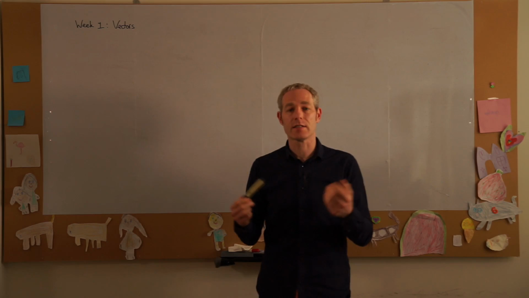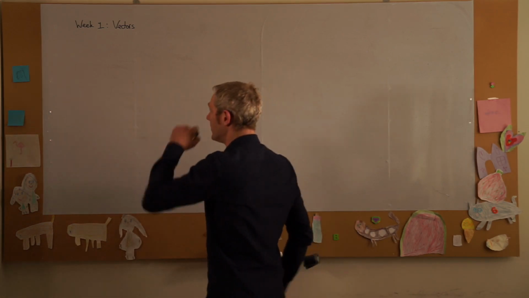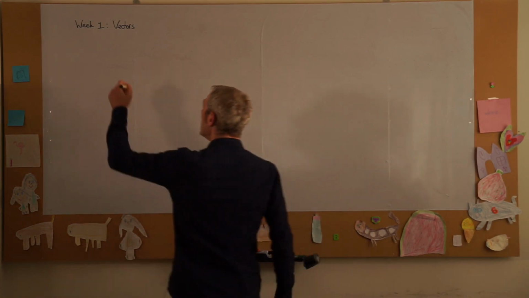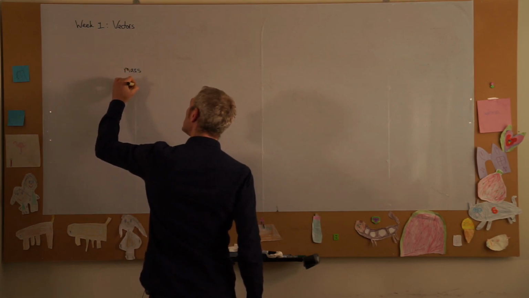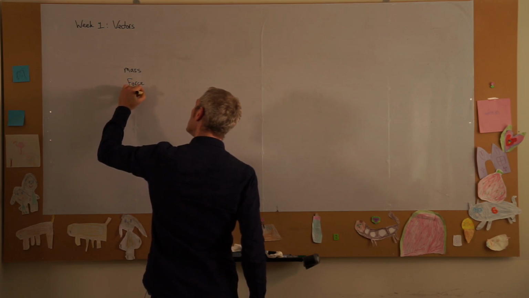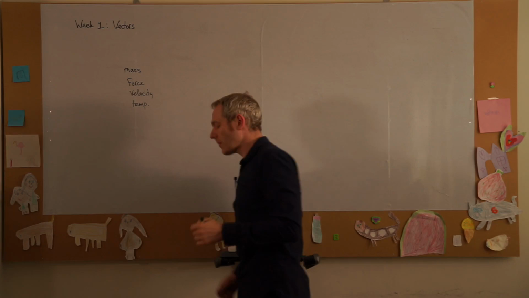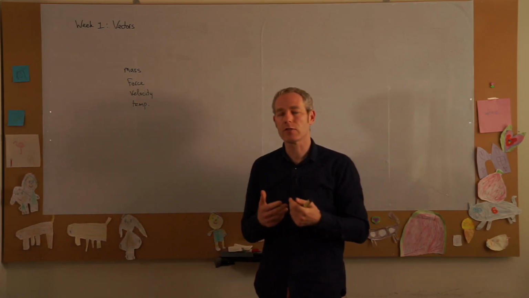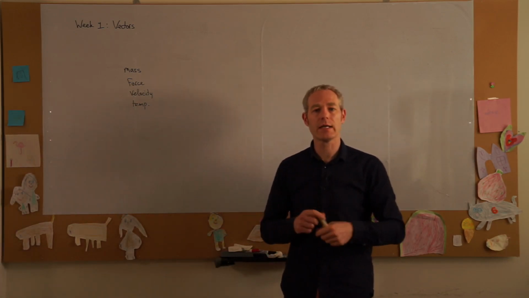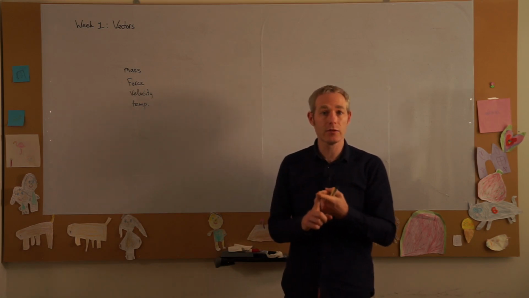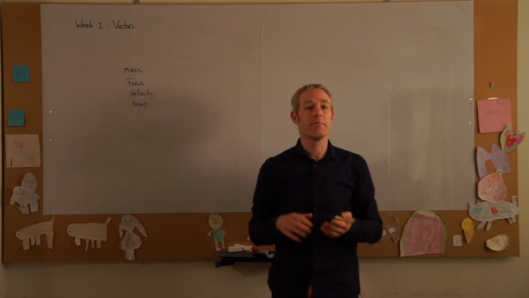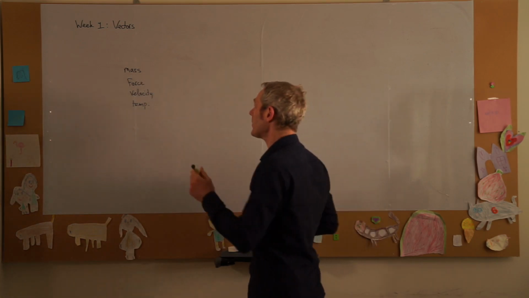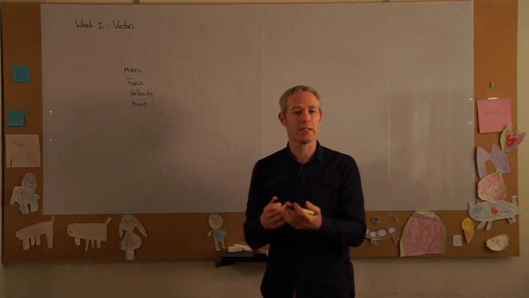Well, in physics, we have many properties like mass. We have things like a force, velocity, and temperature. And a vector is something in physics that we can classify as having a magnitude and a direction. Now, take for example mass. Mass has a magnitude, but it doesn't have a direction.